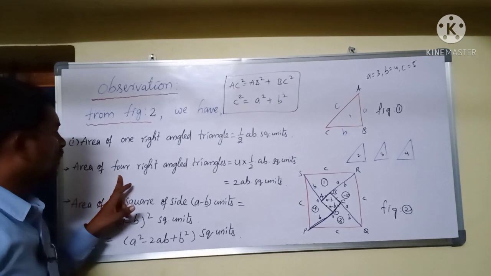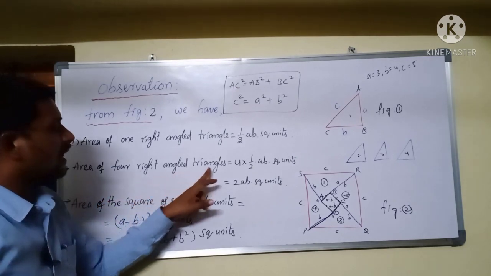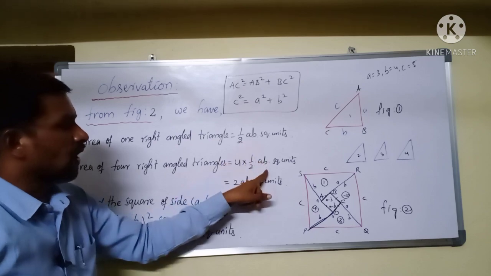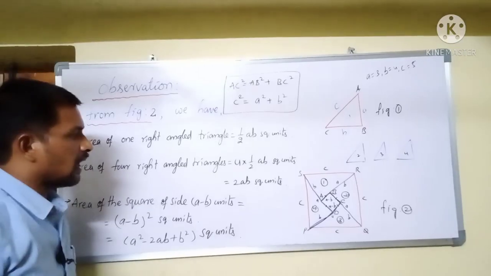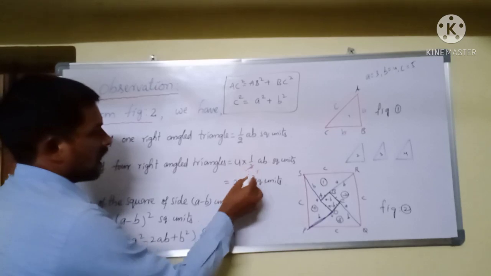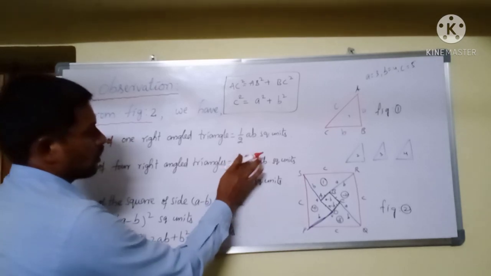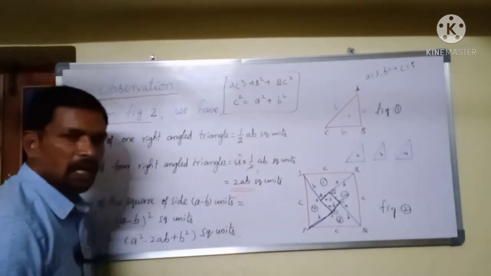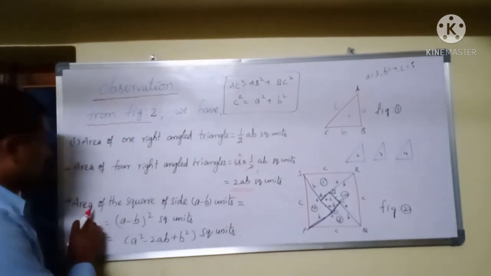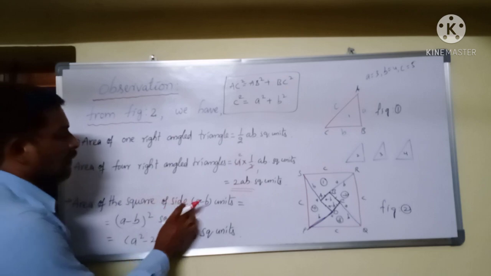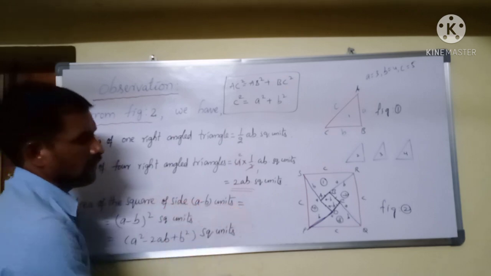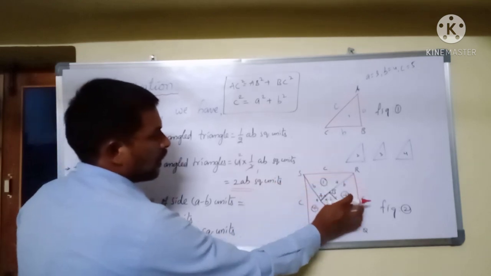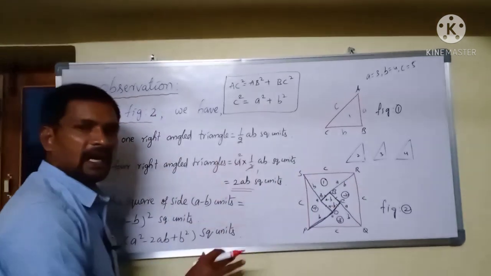From figure 2 we are going to have 4 right angle triangles. So the area of 4 right angle triangles is equal to 4 into the area of one triangle. So 2 ones are 2, 2 into AB, so 2AB square units. So this is the area of 4 identical right angle triangles.